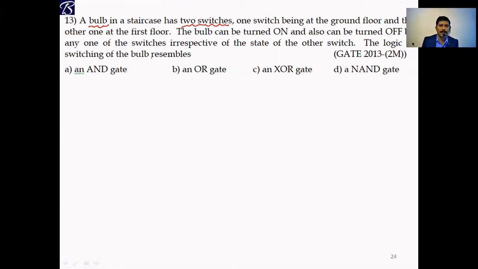The logic of the switching of the bulb resembles, right? Here, if you observe, a bulb is there, 2 switches are there. One switch is at the ground floor, one switch is at the first floor. Using any switch, you can control the bulb. But the condition generally in the switches is that anyone should be on at a given time so that the bulb will glow. So switch 1, switch 2, and this is the bulb.